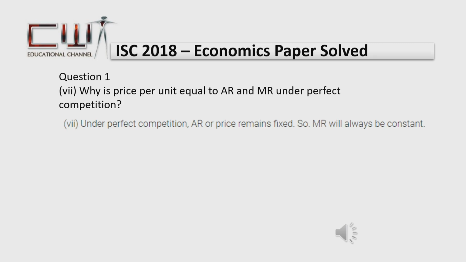Why is price per unit equal to AR and MR under perfect competition? Under perfect competition, the AR, that is the average revenue or the price, remains fixed. Therefore, MR, which is marginal revenue, will always be constant.